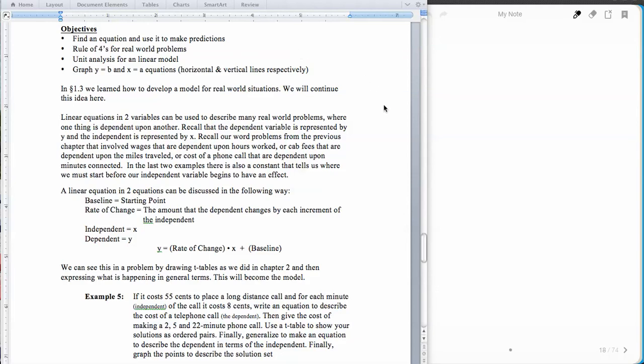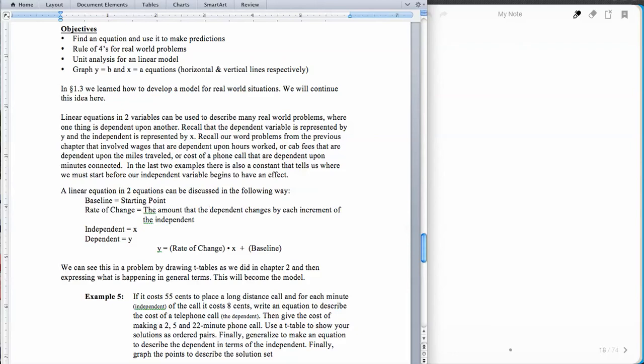And this is our section 3.2. In this section, we are going to be finding an equation and using it to make predictions. We're going to talk about the rule of fours in real-world problems, and we're going to focus on putting the words into a model. And we're going to do unit analysis.